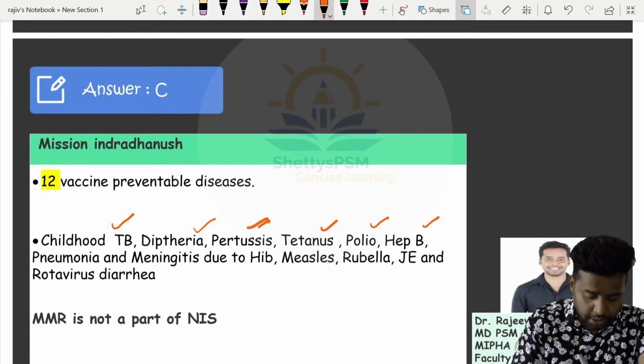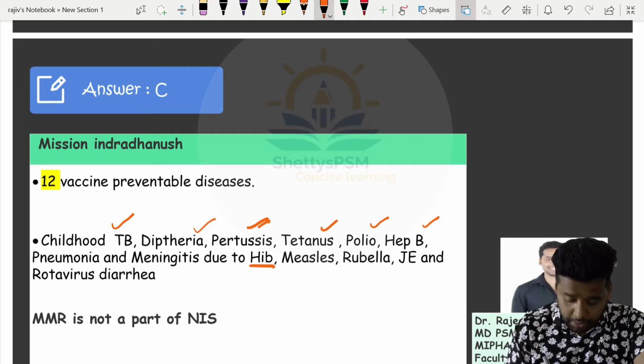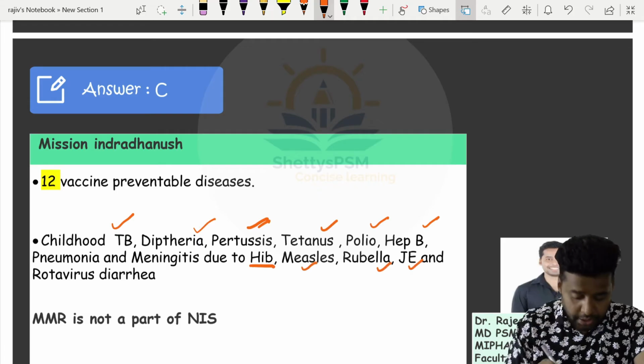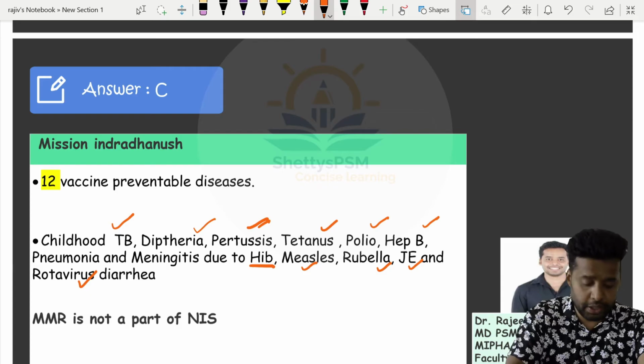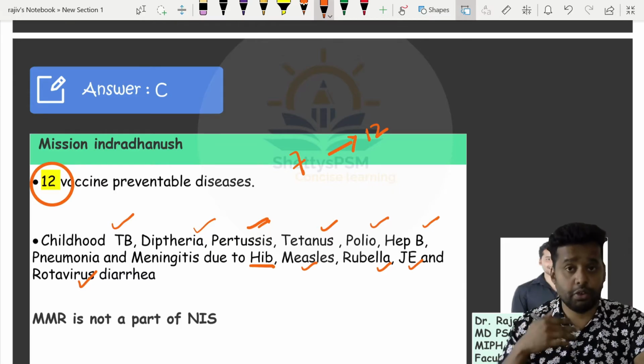Polio, hepatitis B, pneumonia and meningitis due to Hib, which is a part of pentavalent. Measles, rubella, JE and rotavirus. Total how many diseases? 12. Initially it was 7, now it is 12. जब लॉन्च हुआ था उस टाइम पे 7, now it is 12.